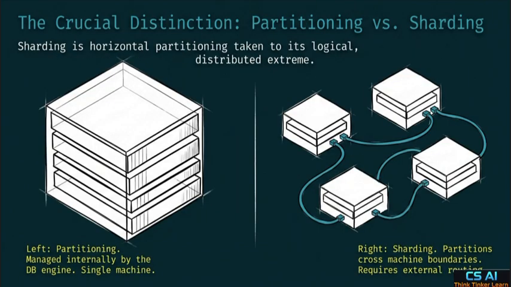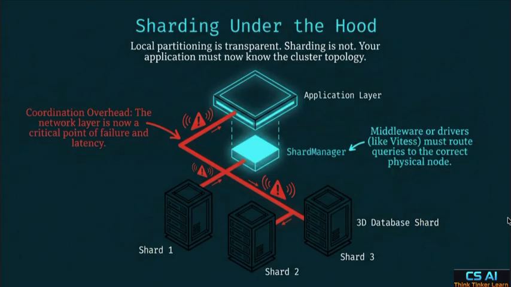So, what's the difference between partitioning and sharding? It sounds like a debate, but it's really just a matter of scale. Partitioning is usually managed internally by a single database engine on one machine. Sharding is horizontal partitioning taken to its logical distributed extreme. Here, you partition across machine boundaries, and suddenly you need an external routing mechanism to keep track of where your data actually lives.